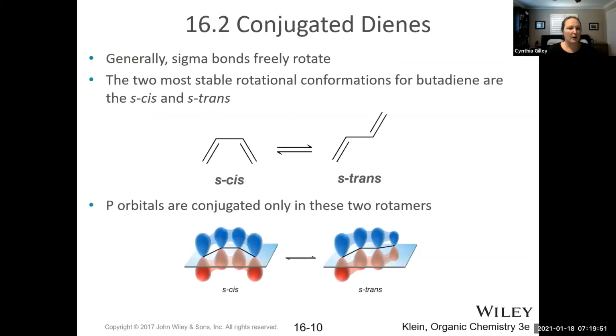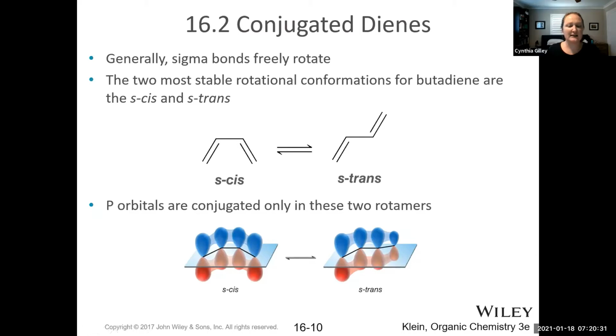Okay, moving on, I want to talk a little bit more about conjugated dienes. Let's talk about what we know about sigma bonds already. One of the things we know is that sigma bonds freely rotate, whereas pi bonds have restricted rotation, because if we rotate a pi bond, we'll lose the overlap of the p orbitals. So if we expect that sigma bonds can freely rotate, then we would expect that we can rotate around this single bond to get to two different conformations. And that's exactly true. We can rotate between these two conformations.